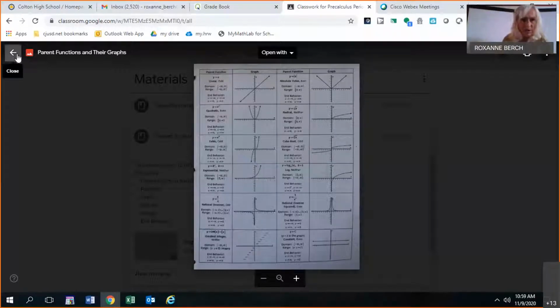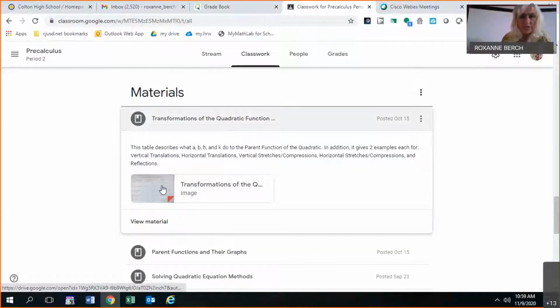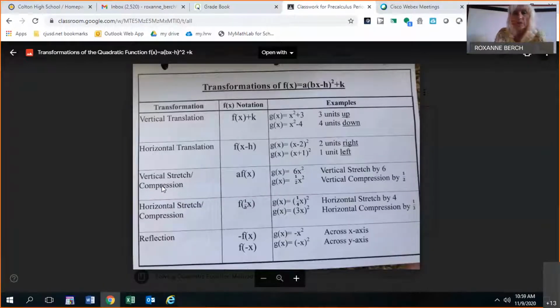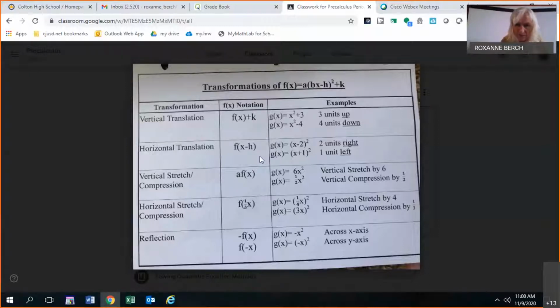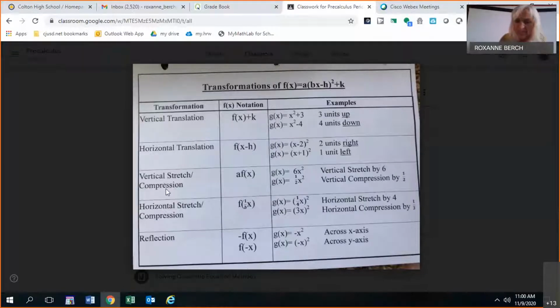Okay, I also gave you, and I asked you to print these out, the sheet for transformations. So what I'm showing you here is just a basic function. This is for quadratics, though, that my TA helped me make. Remember, we want to know what A, B, H, and K do to the graph. Just to let you know, the Precalculus book is not going to say vertical compression. It's going to say a vertical shrink. Compression means the same thing.